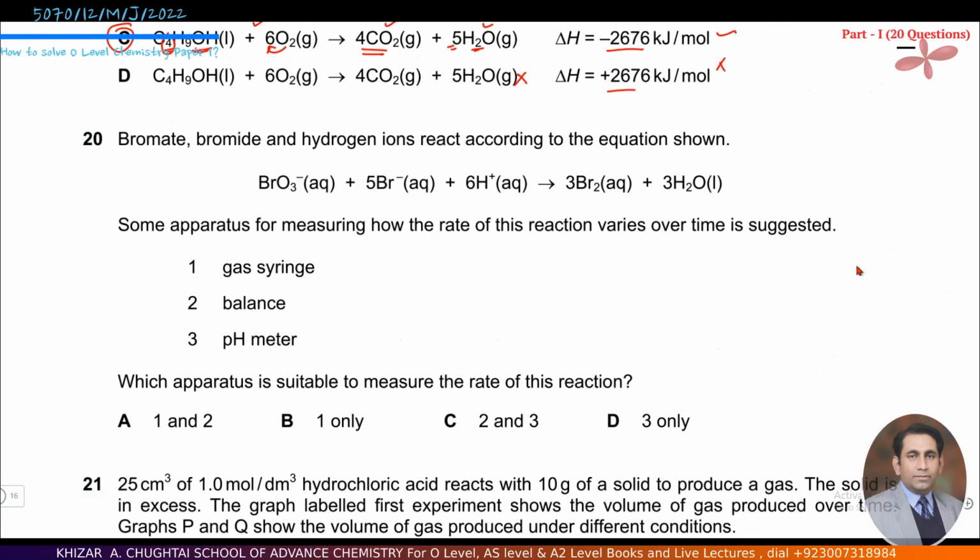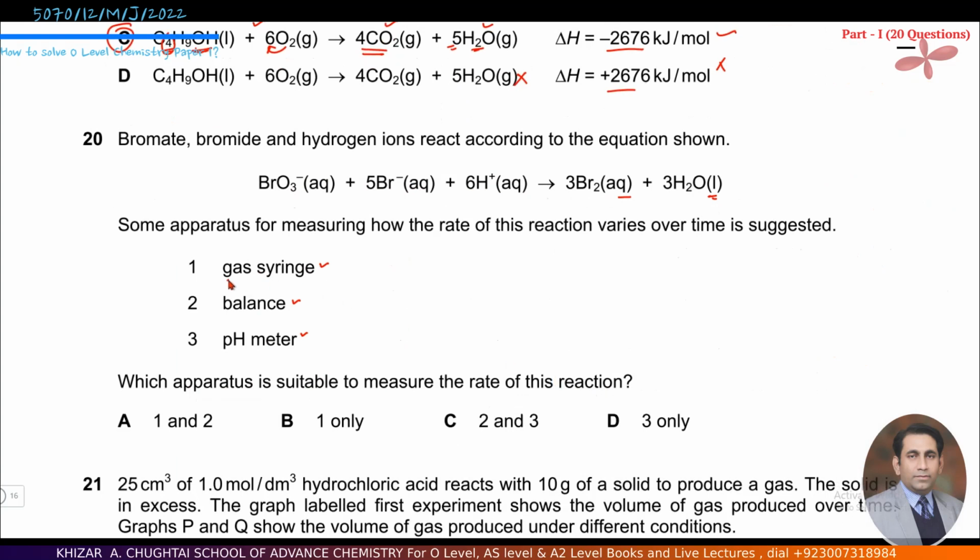Question number 20. Bromate, bromide, and hydrogen ion react according to the equation shown. BrO3 1 negative plus 5Br 1 negative plus 6H positive ion aqueous goes to 3Br2 aqueous and 3 moles of H2O liquid. Some apparatus for measuring how the rate of this reaction varies over time is suggested. Number one, gas syringe. Number two, balance. Number three, pH meter. Which apparatus is suitable to measure the rate of this reaction?